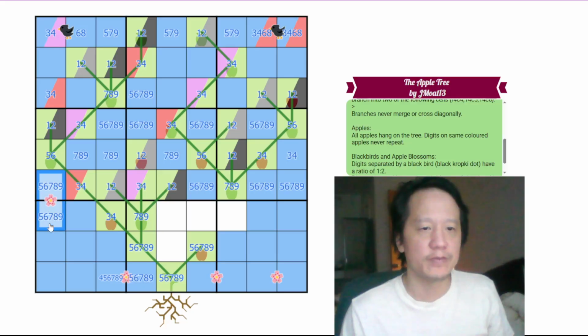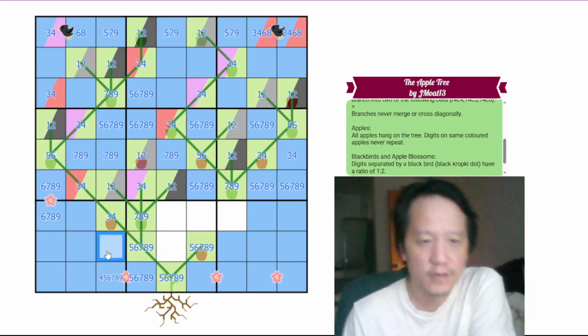That means this cannot be 5. If this is 5, it would have to be consecutive with 6, and that would eliminate all possibilities for that cell. So this can't be 5.